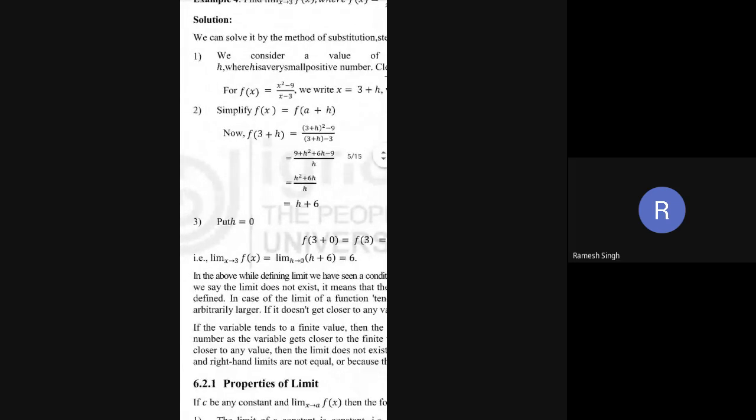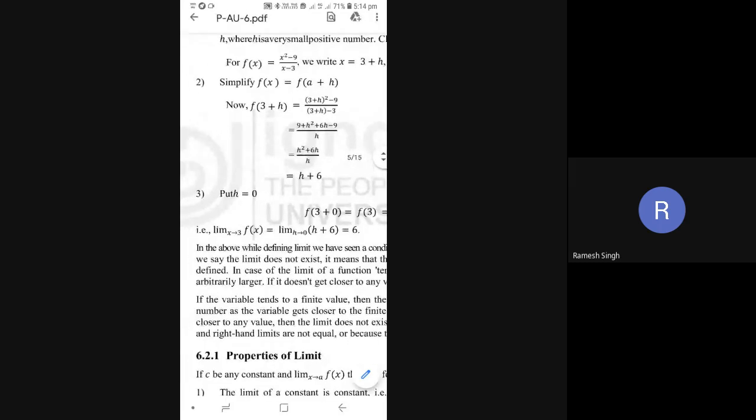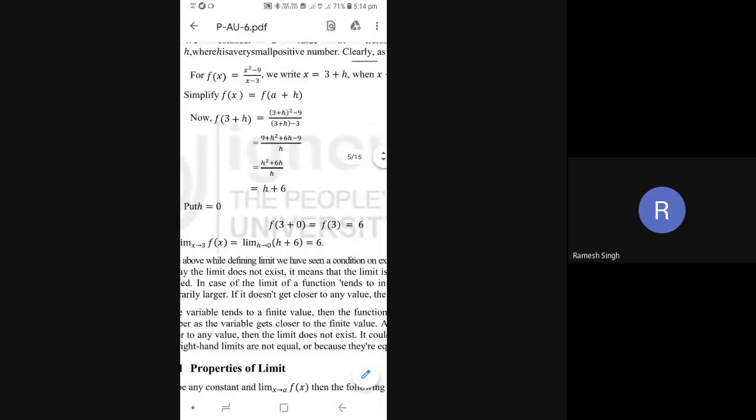Okay, h plus 6. Now what is the value of h given? The value of h is 0. So at last, h plus 6 is given, so put the value of h as 0. So f of 3 plus 0, 3 plus h was given, so 3 plus 0 equals 3, as per the previous one. Now here the answer we have got is h plus 6. So the final result will be 6. 0 plus 6 will come 6.